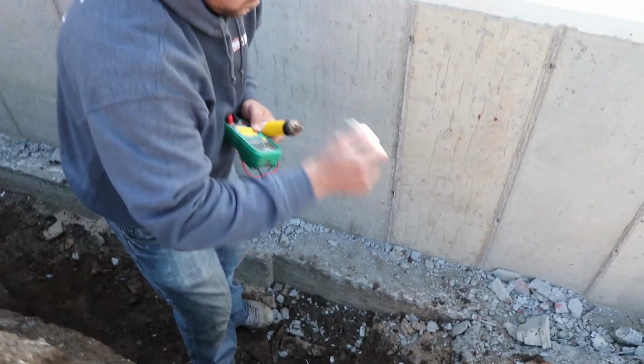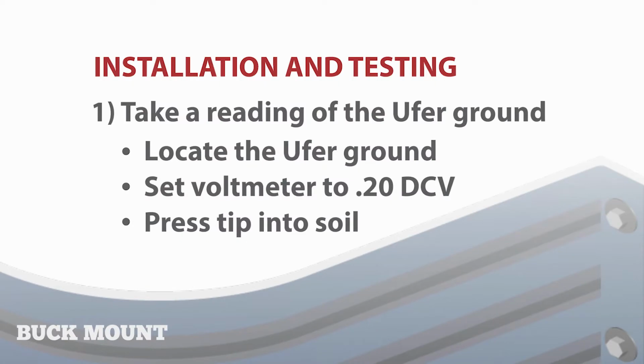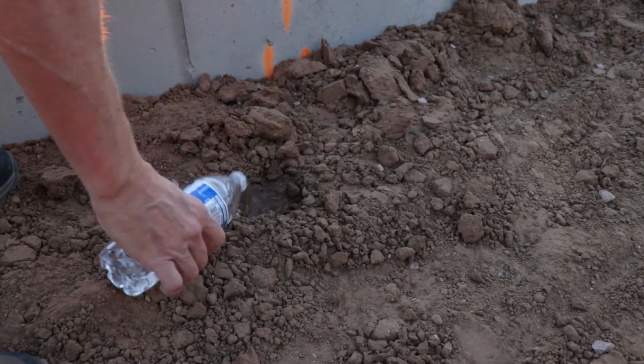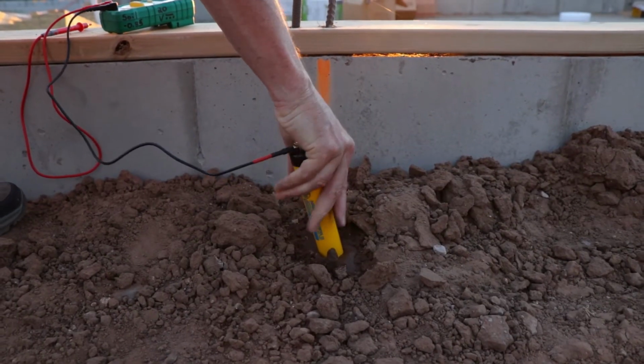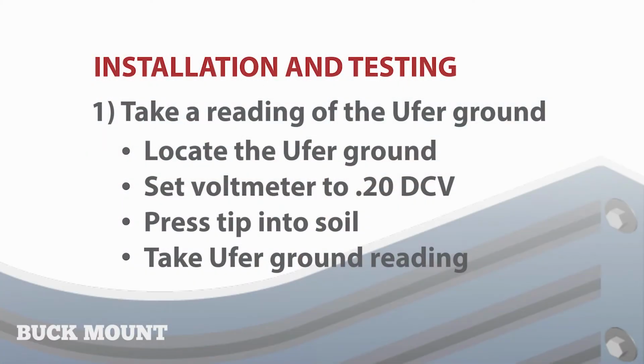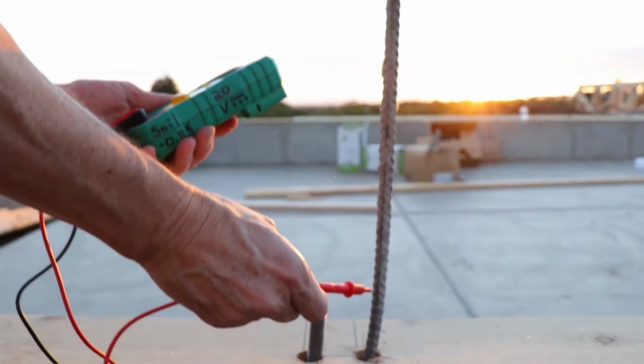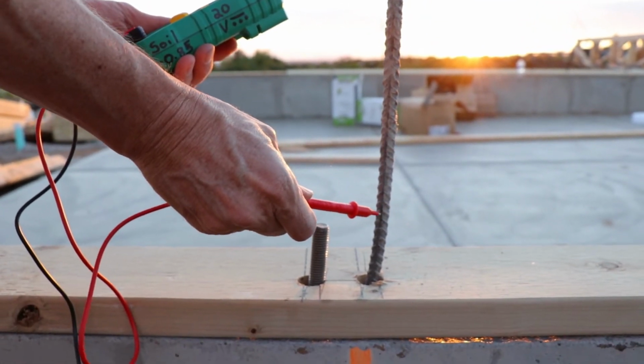Remove the electrode protective cap and press the pointed tip into the soil. Moist soil will give you the most accurate reading, so if the soil is dry, don't hesitate to add some water. Take a voltmeter reading from the UFR ground and write down the readings. This becomes part of the baseline for the rest of the testing.